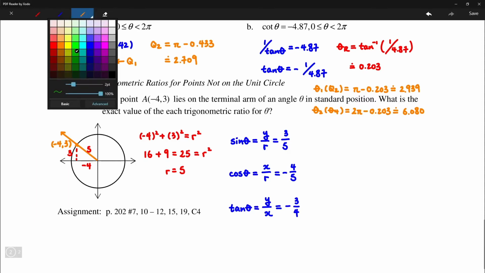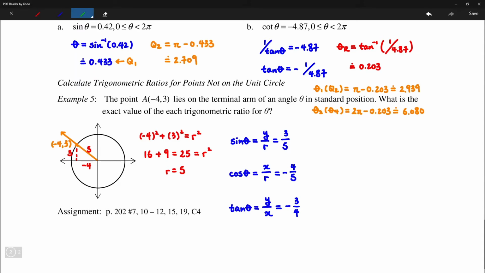Now, of course, we also have the reciprocal trig ratios, so cosecant theta. We can simply take the reciprocal of the sine ratio, so we have 5 over 3. Secant theta, we take the reciprocal of the cosine ratio, so -5 over 4. And finally, cotangent theta, we can take the reciprocal of the tangent ratio, so we have -4 over 3.